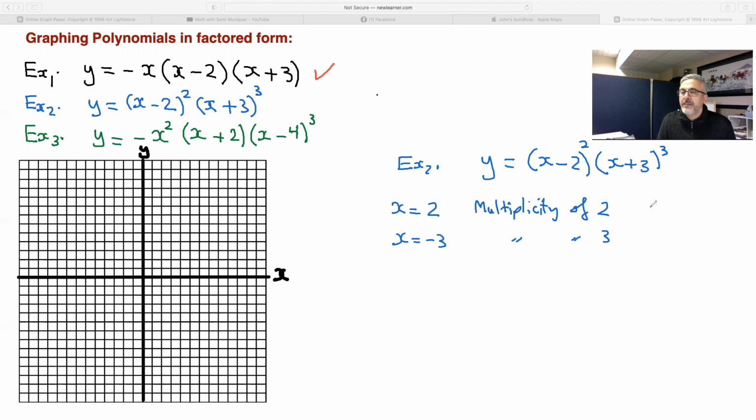So what does that mean? Multiplicity of 2 means if you have a zero, as soon as you hit the graph, you bounce.